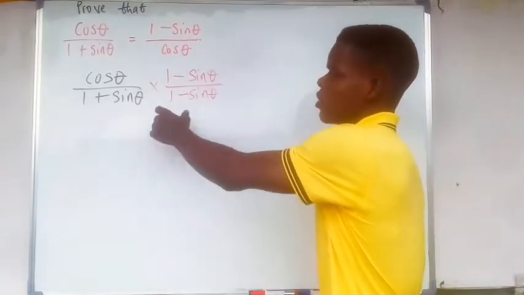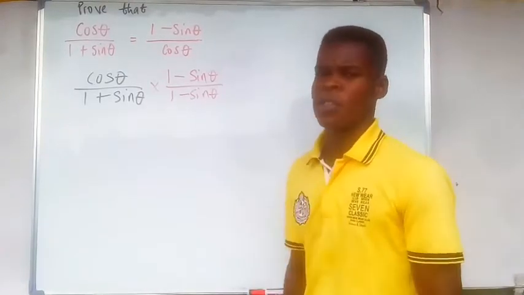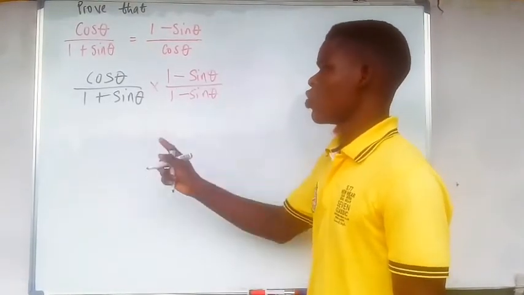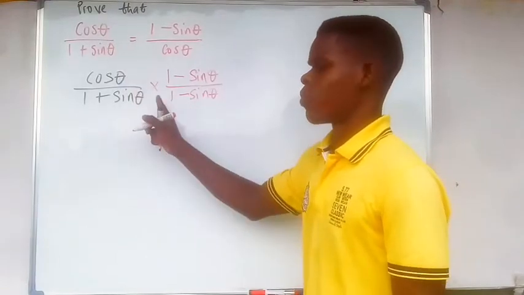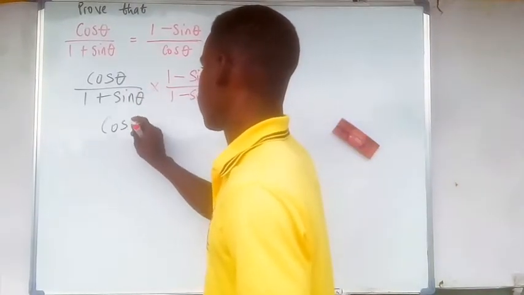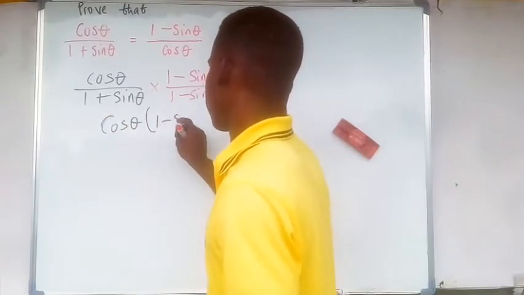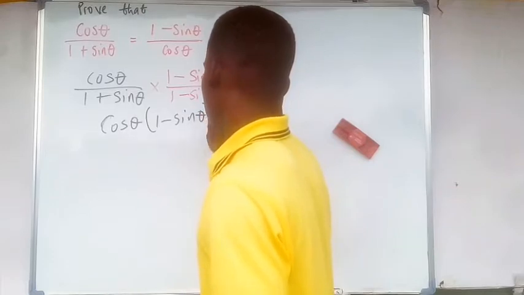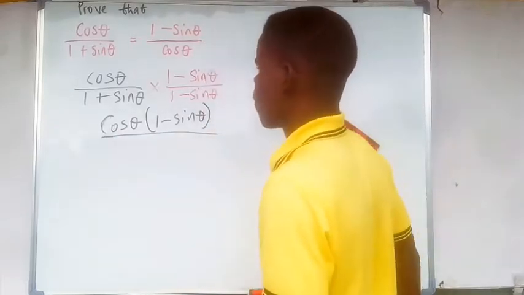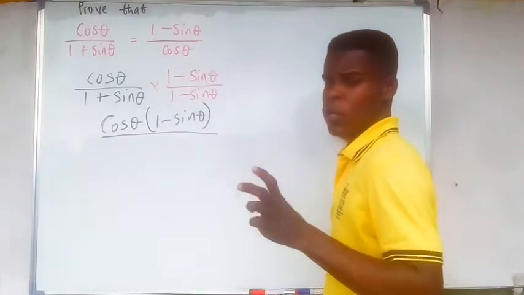Now, if the numerator and denominator cancel out, we are still left with the initial expression, so it doesn't change anything. We're just going to multiply this way. So we're going to have cosine of theta times 1 minus sine theta, divided by, now you notice, this and this form what?